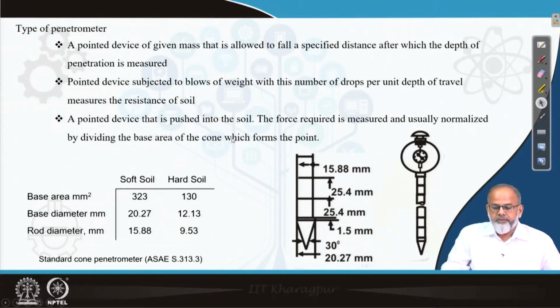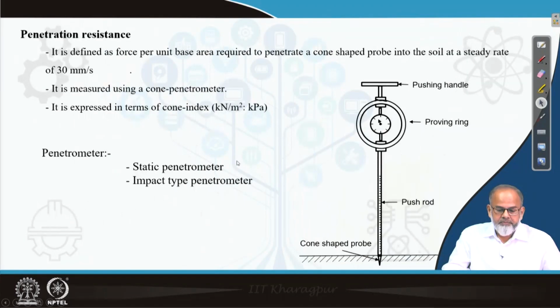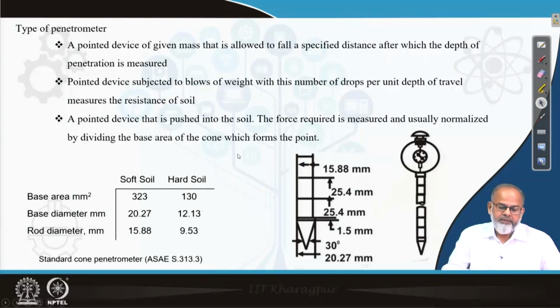So, if it is a static penetrometer, then there are certain standards given by the American Society of Agricultural and Biological Engineers. What should be the base area, what should be the base diameter, and the rod diameter. So, if it is for soft soil, then the base area should be around 323 millimeter square, the base diameter is around 20.27 millimeter, and the rod diameter is 15.88 millimeter.